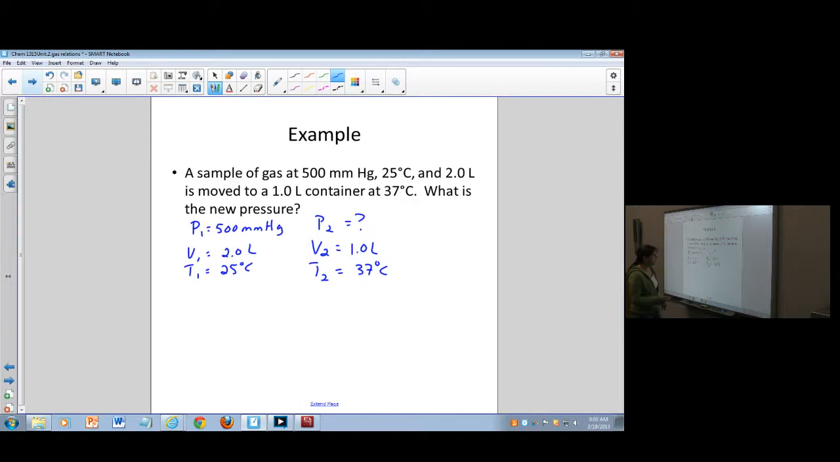I better calculate it. Now, what's the first thing you should always do? This has got to be in Kelvin. So this is 298 Kelvin, and this is 310 Kelvin. All right, if it's in degrees Celsius, hey, it'll be on the exam, that answer, but that's not right. All right, so let's see what I do with that problem.